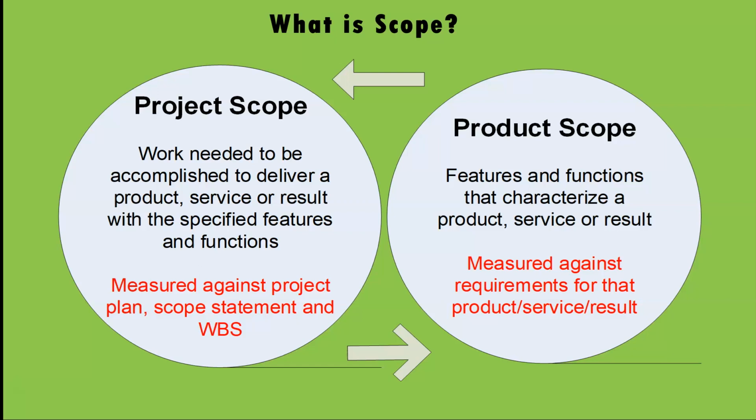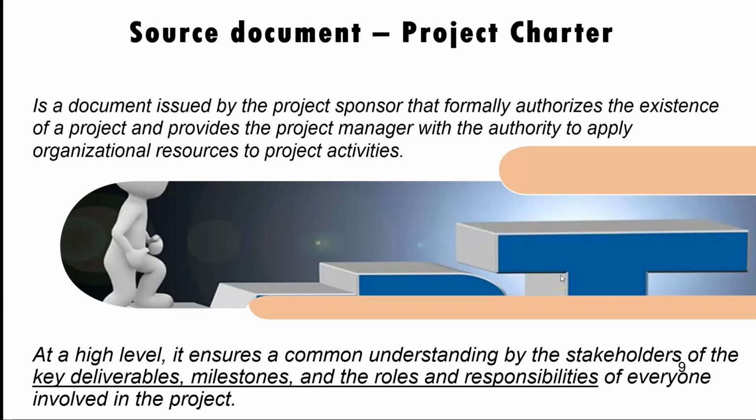And one of the things that we sometimes miss in the WBS is project management. But that has cost and it has time. So we have to think in terms of what are all the things we may need, approvers and things like that. What are all the things that we need in terms of the project scope? But what about the product scope? Here we're looking at the features and functions that characterize a product, service, or result, and it's measured against the requirements for the product, service, or result.